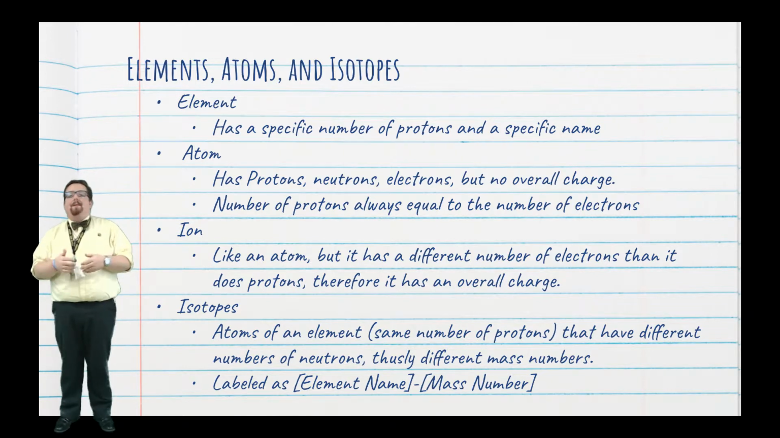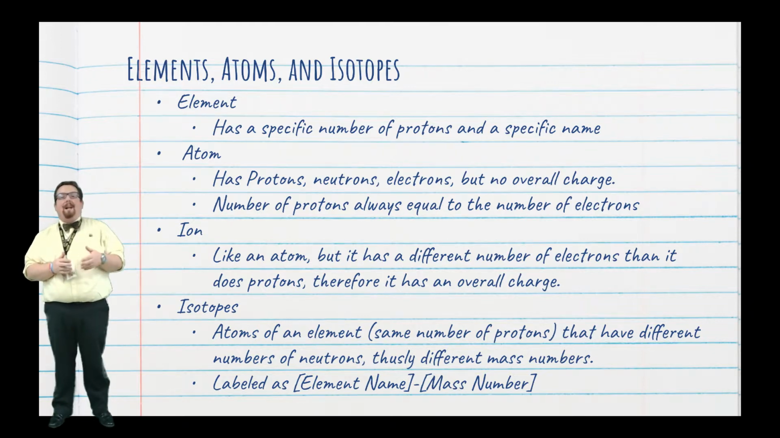An atom is the smallest particle of an element. It has protons, neutrons, and electrons. The special thing about an atom is that it always has the same number of electrons as it does protons. That's what makes it an atom. Having an equal number of protons and electrons means that atoms do not have an overall charge. Ions, on the other hand, are just like atoms, except the number of electrons will be different than the number of protons. Some ions of an element might have more electrons than it does protons, making it negative, or it could have less electrons than protons, making it positive.